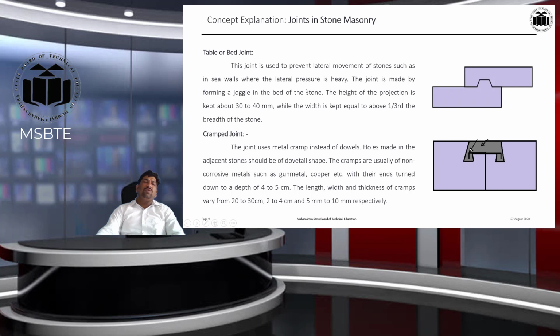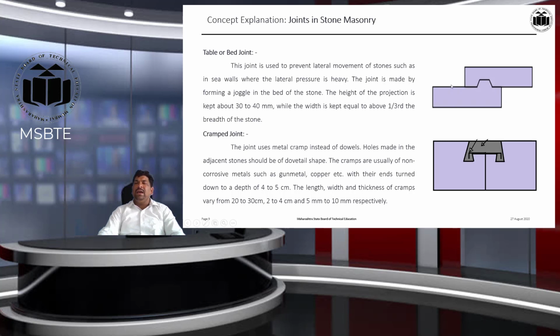Then the next one is the table or bed joint. This joint is used to prevent lateral movement of stones, such as in sea walls where the lateral pressure is heavy. The joint is made by forming a joggle in the bed of the stone. The height of the projection is kept about 30 to 40 mm, while the width is kept equal to about one third the breadth of the stone.